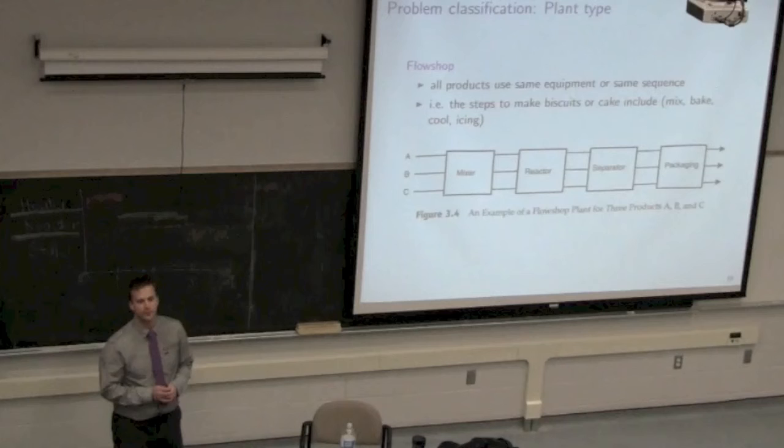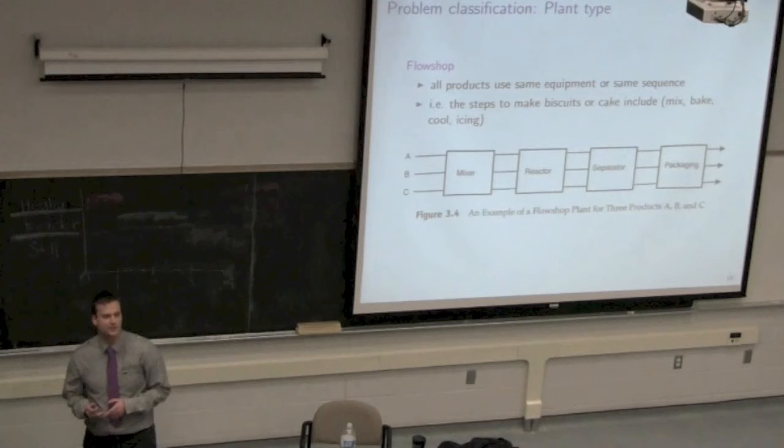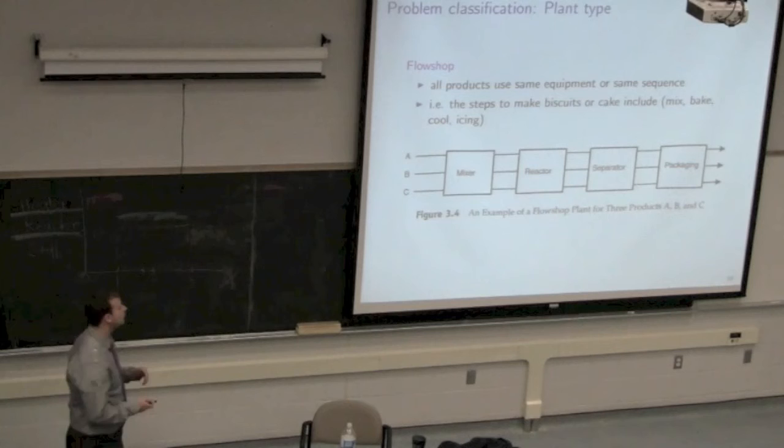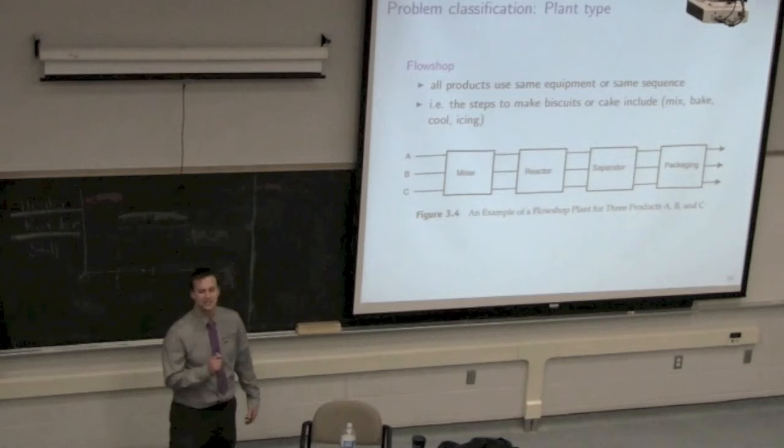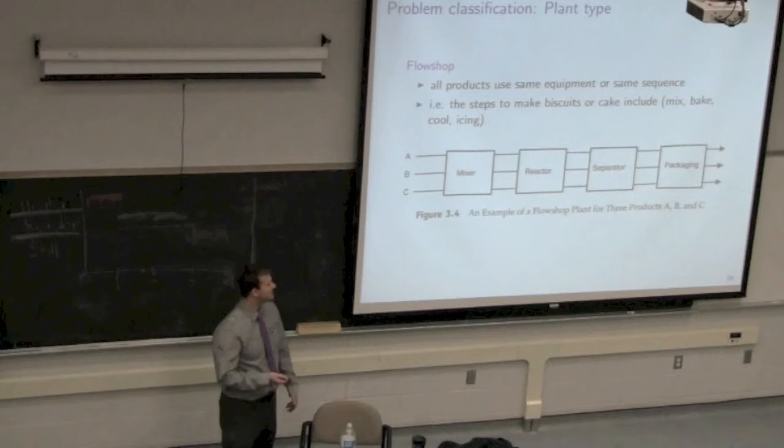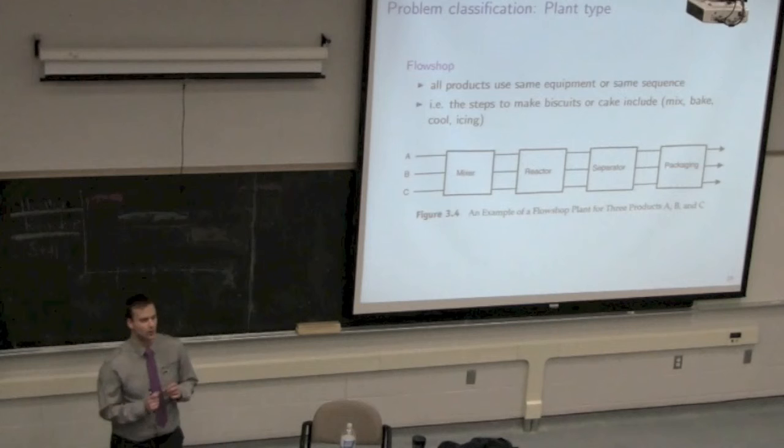Let me start with another definition over here. There's two different categories of scheduling: a flow shop and a job shop. The flow shop is where all the products go through either the same equipment or the same sequence of tasks. So for example, here's this example of making biscuits. Everything has to be first mixed, baked, cooled, and then you add icing. But they all go through the same steps over and over again.